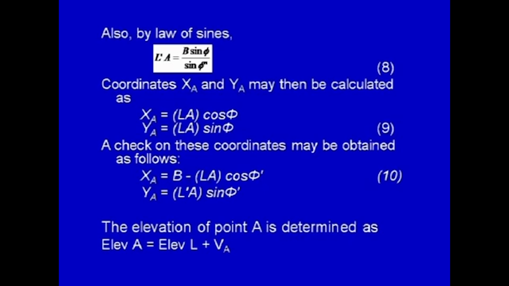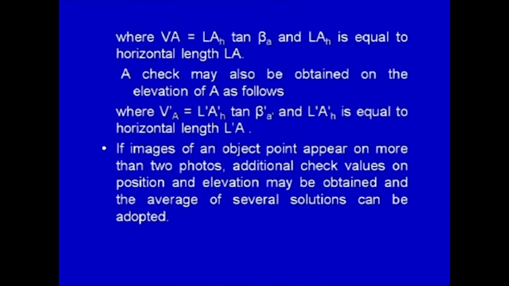The elevation of the point A is determined as elevation of A is equal to elevation of L plus VA, where VA is equal to LAH tan βA and LAH is equal to the horizontal length LA. A check may also be obtained on the elevation of A as follows, where VA′ is equal to L′A′H tan βA′ and L′A′H is equal to the horizontal length L′A.